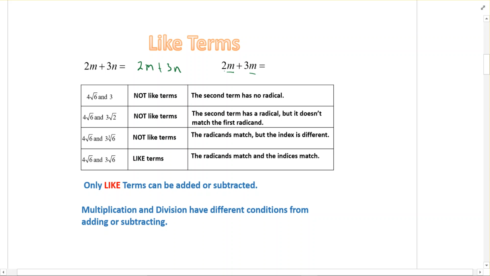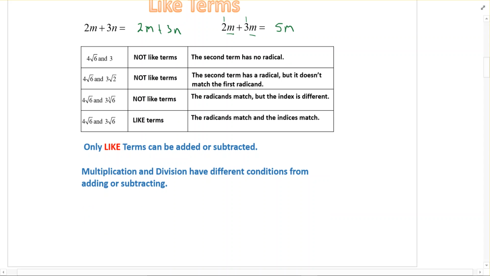But this top one, if I have 2m plus 3m, what you're able to do is take the coefficients out front, 2 and 3, and just add them. And then there's going to be that many m's. So there's 2m plus 3m's. That's going to be, well, there's now 5m's. So that's what I mean by like terms.